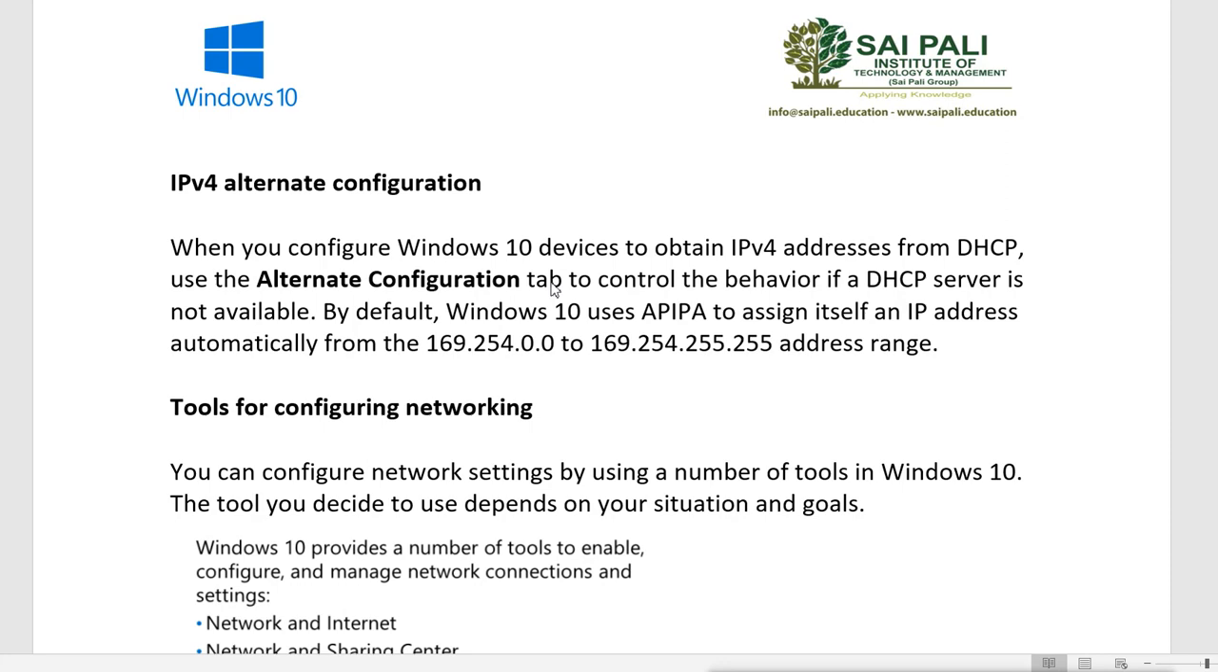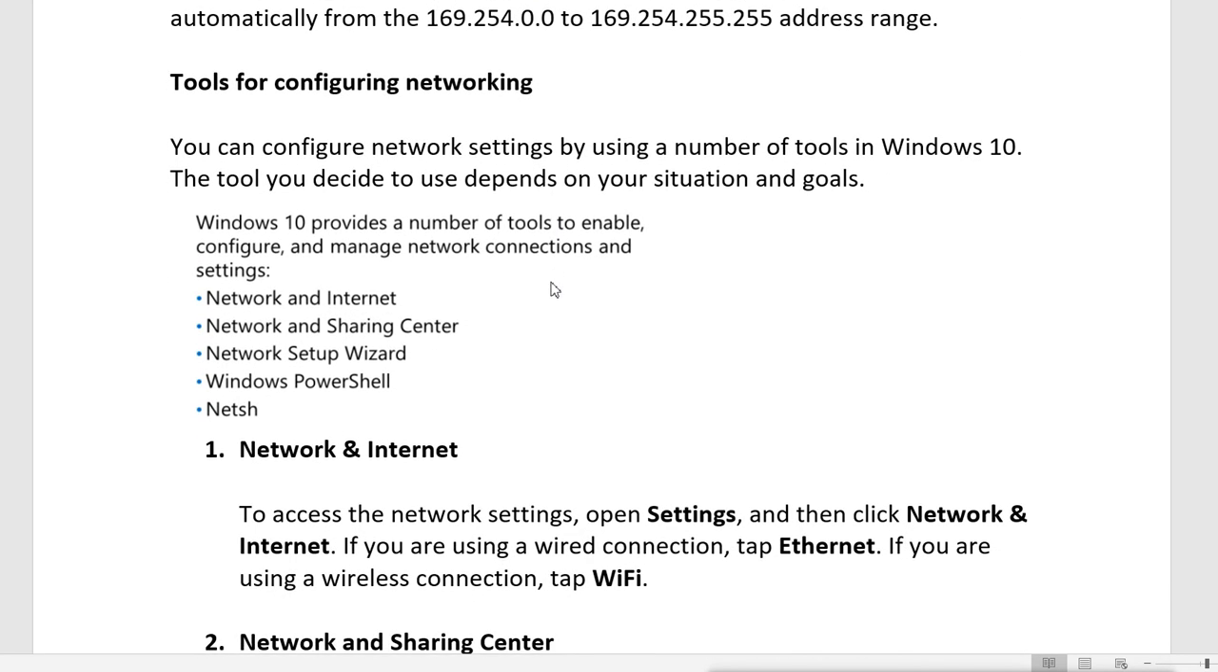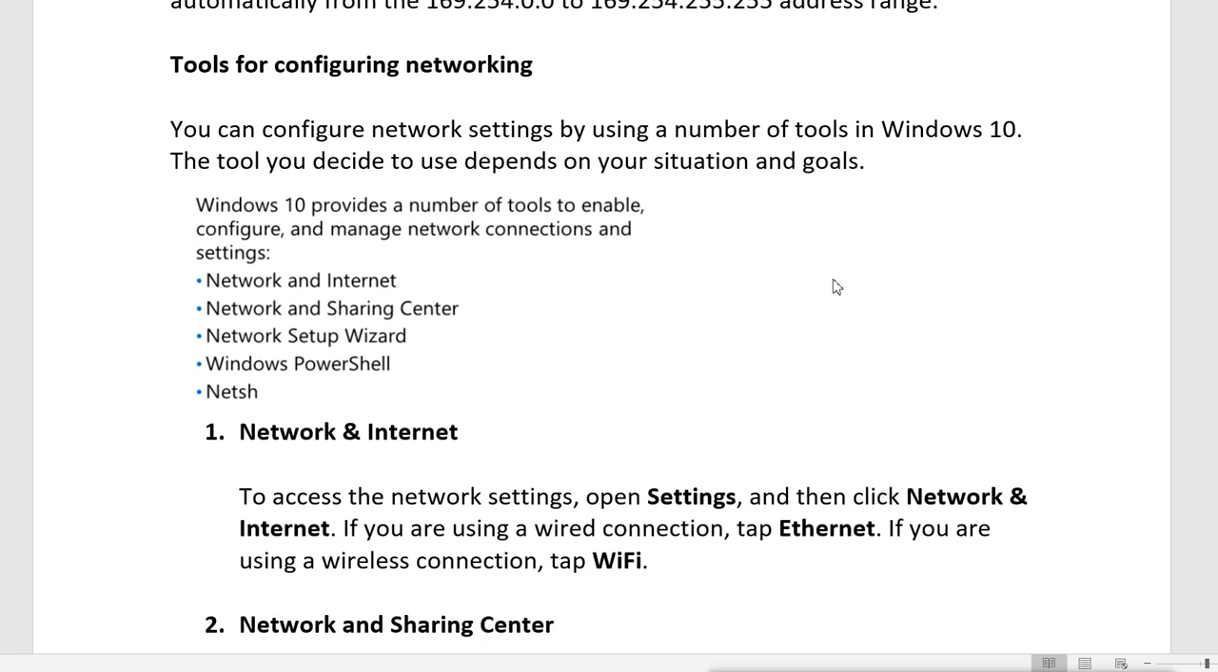Now what are the tools we have for configuring networking? You can configure the network settings by using a number of tools in Windows 10. The tool you decide to use depends on your situation and goals. Windows 10 provides a number of tools to configure and manage network connections and settings. That is Network and Internet, then we have Network and Sharing Center, then the Network Setup Wizard. We can also use PowerShell, and we can use the CMD command netsh to configure the IP.